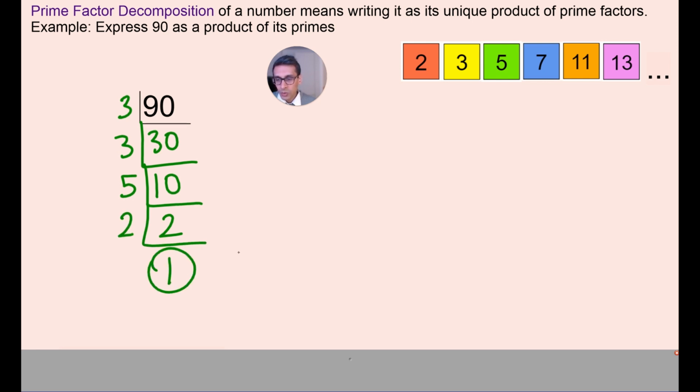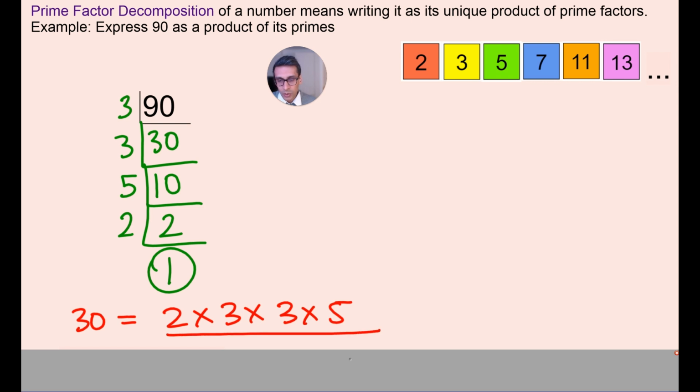I stop when I get to 1, and then I write my answer here, which is 90 equals 2 times 3 times 3 times 5. So I've just written them in a nice order, but I could write these numbers in any order I want to. Just to reiterate, I could have done this in a different way.